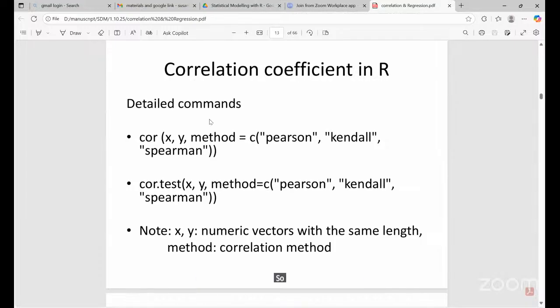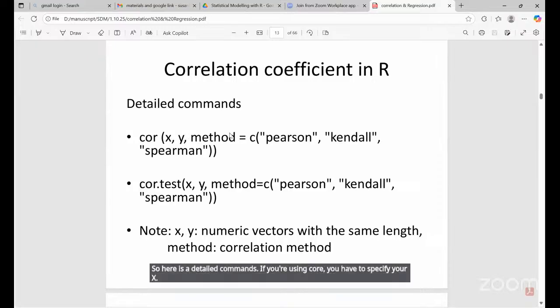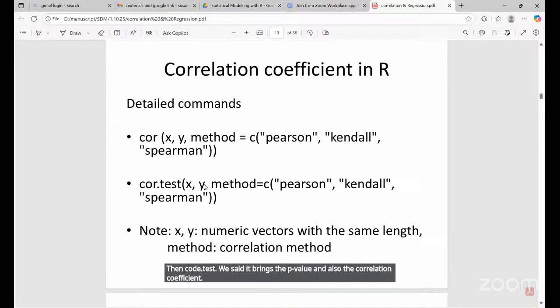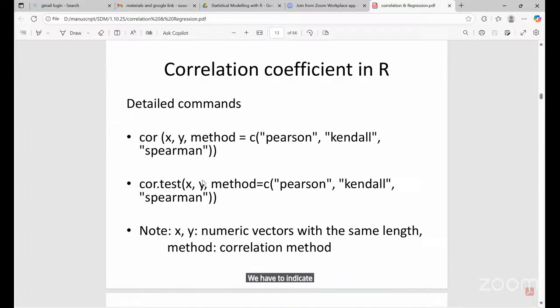So here are the detailed commands. If you're using cor, you have to specify your X and Y, then method. You have to pick whether it is Pearson, Kendall, or Spearman, depending on the type of data you have in X and Y. Then cor.test, we said it brings the p-value and also the correlation coefficient. We have to indicate our X and Y variables and also choose the method.